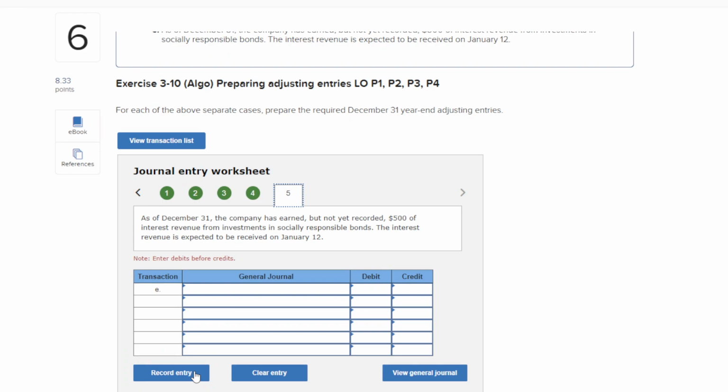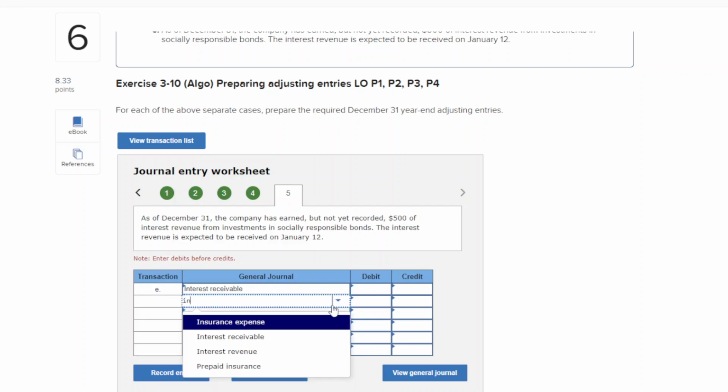Lastly, we have interest. So we earned it, but we haven't yet received it. We haven't recorded it. So we're going to have an asset called interest receivable, and we'll have equity from interest revenue. Assets have a normal debit balance and revenue is a normal credit balance. So we will debit our interest receivable. And we're going to credit our interest revenue.